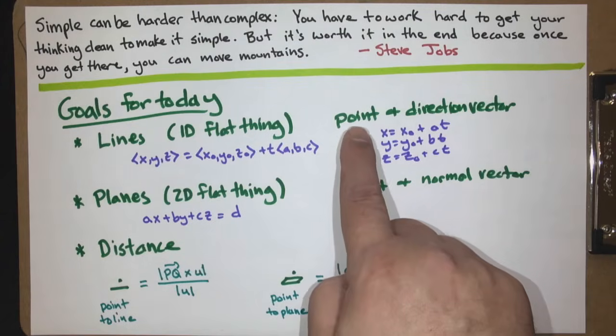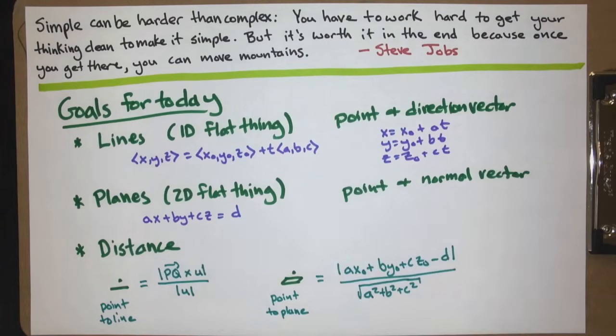So you notice up here we said a point and a direction vector gives a line. Well, you need to know where you start. You need to know which way the line goes. For planes, it's a little bit more interesting. You need a point and what's called a normal vector, and we'll talk about that.